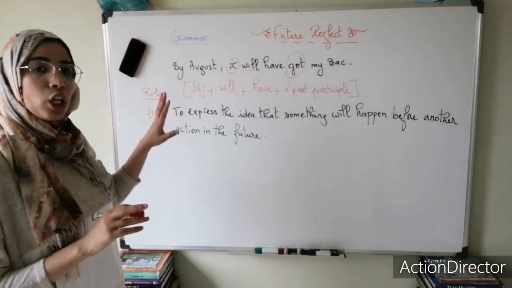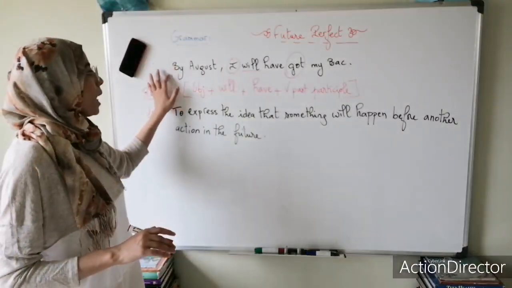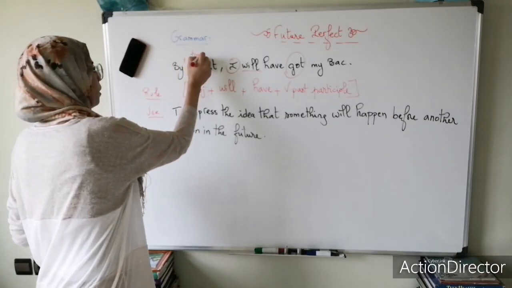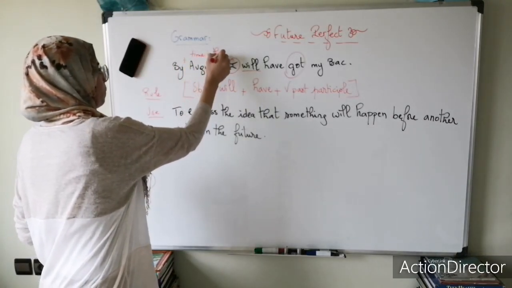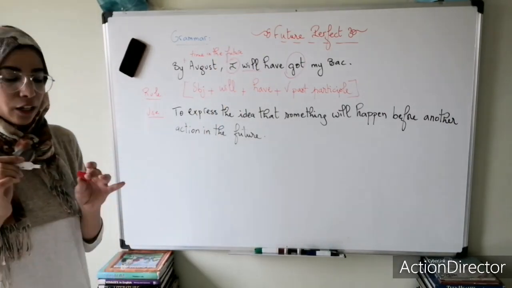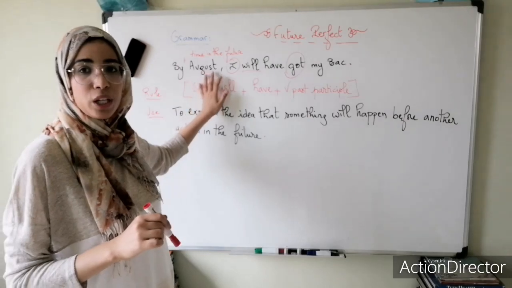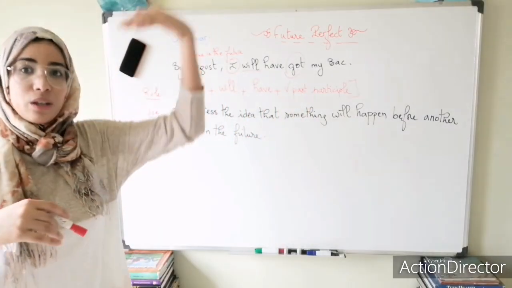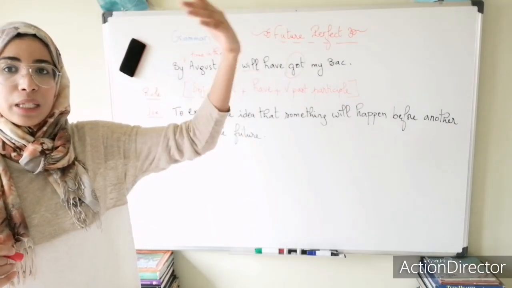Right? Now look at the sentence. By plus a time in the future. By plus a time in the future. It can be by 2025. We are now in 2020. So by 2025, a date that has not come yet.